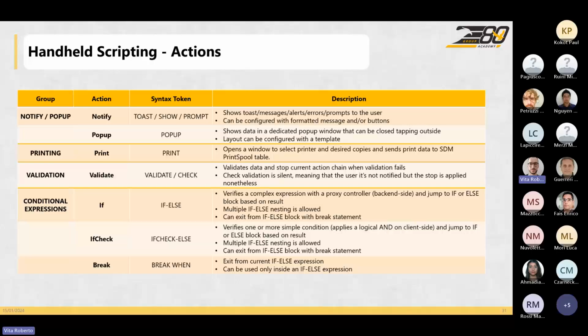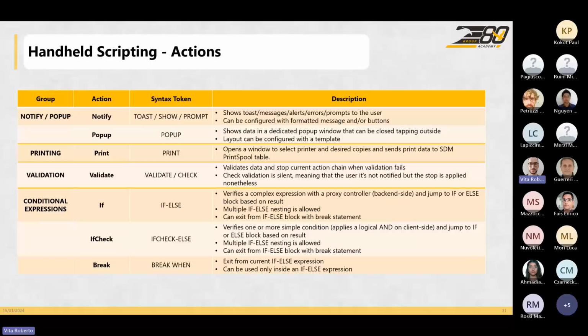Layout of the pop-up can be configured with a template, of course. Then we have the print action, as we said, or as we saw before in the picture. It opens a window to select printer and put the side copies, and then sends this request to STM print spool table.